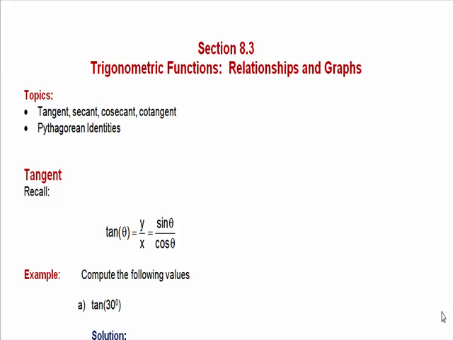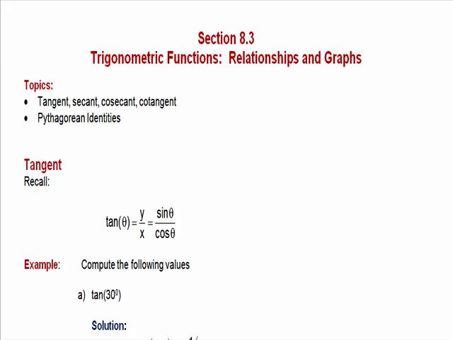Section 8.3. In Section 8.3, we're going to talk about trigonometric functions, relationships, and graphs. In particular, we're going to remind ourselves and discuss tangent, and then we're going to talk about secant, cosecant, and cotangent. And lastly, we're going to talk about Pythagorean identities.